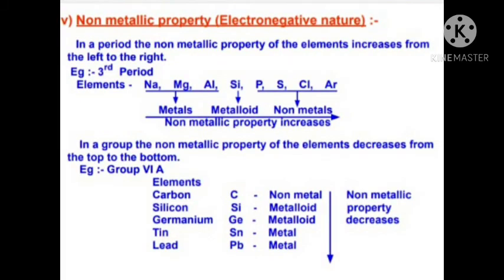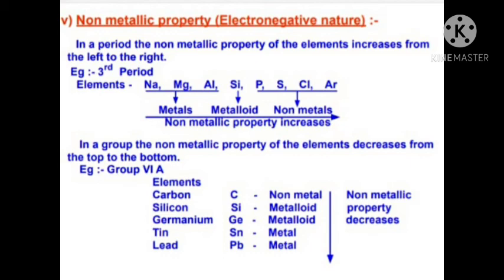Non-metallic property, electronegative nature. In a period, the non-metallic property of the elements increases from the left to right. Example, third period, the elements are sodium, magnesium, aluminium, silicon, phosphorus, sulfur, chlorine and argon. Na, Mg, Al are metals, silicon metalloid, phosphorus, sulfur, chlorine non-metals, Ar, argon, rare gases. In a group, the non-metallic property of the elements decreases from the top to bottom.